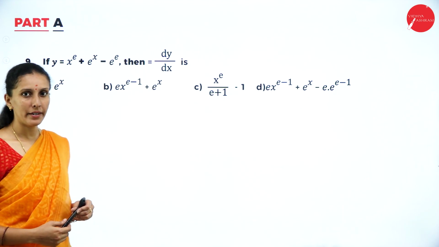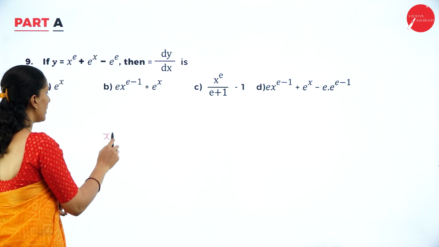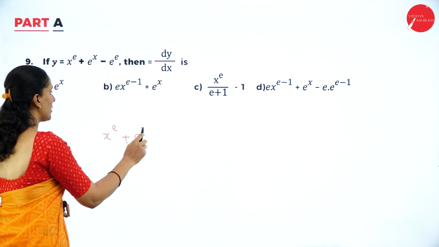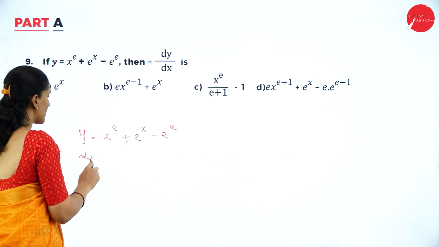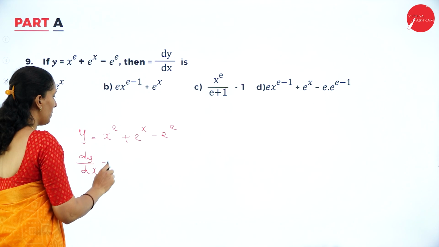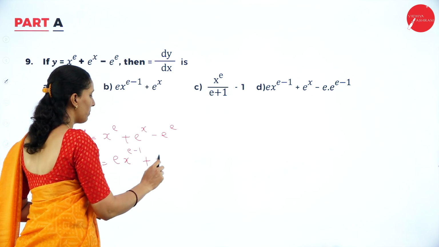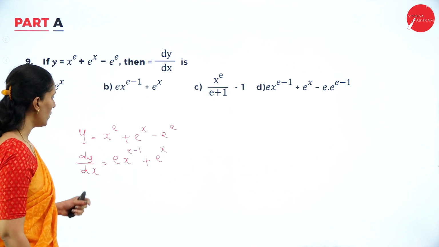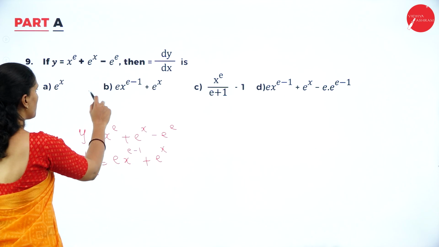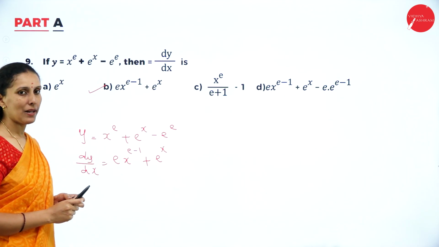Next, y is equal to x power e plus e power x minus e power e, then find dy by dx here. So, you need to differentiate it. We know that x power e plus e power x minus e power e we have. So, dy by dx will be e into x to the power e minus 1. Derivative of e power x is e power x. e power e is a constant whose derivative is 0. Hence, our answer will be option B, that is e x to the power e minus 1 plus e power x.